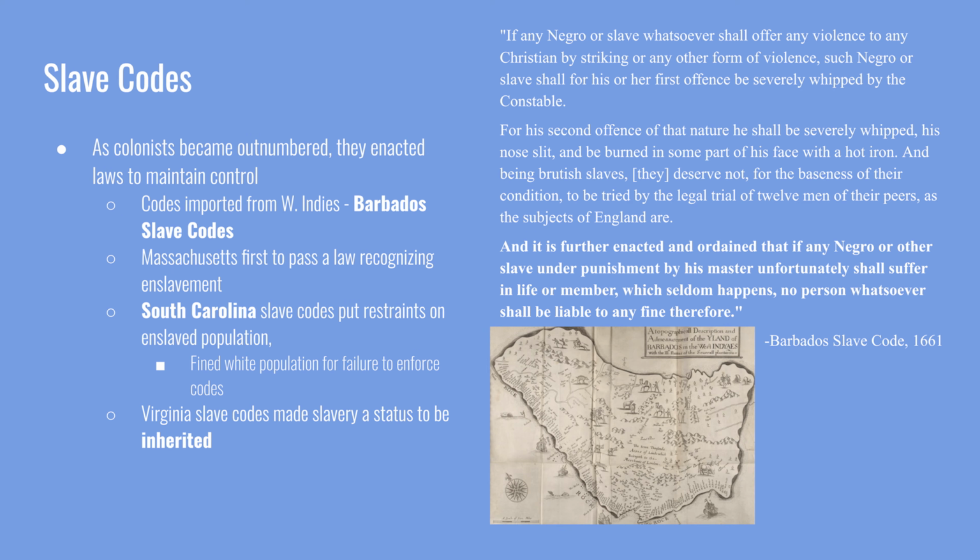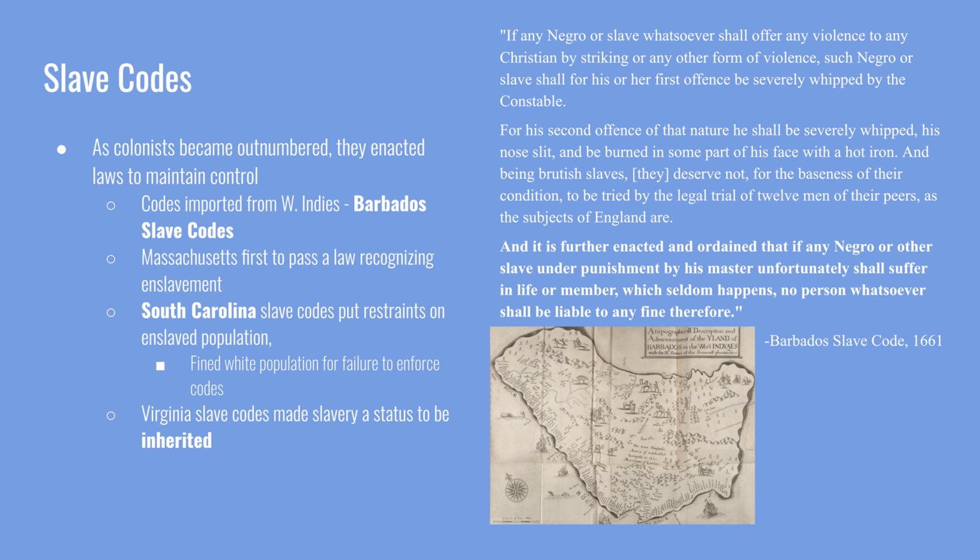It puts restraints on the enslaved population. It forbids them from learning to read and write, from holding any weapons, and from interacting with the white population without proper permission. All of these were enforced by the white population, even if the white population did not own any enslaved Africans. It was forced upon the entire society in order to try and keep control of the enslaved laborers.